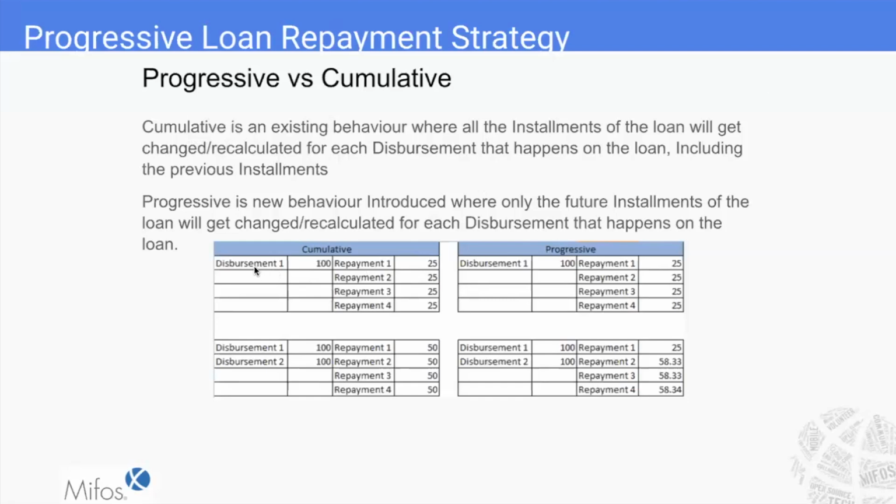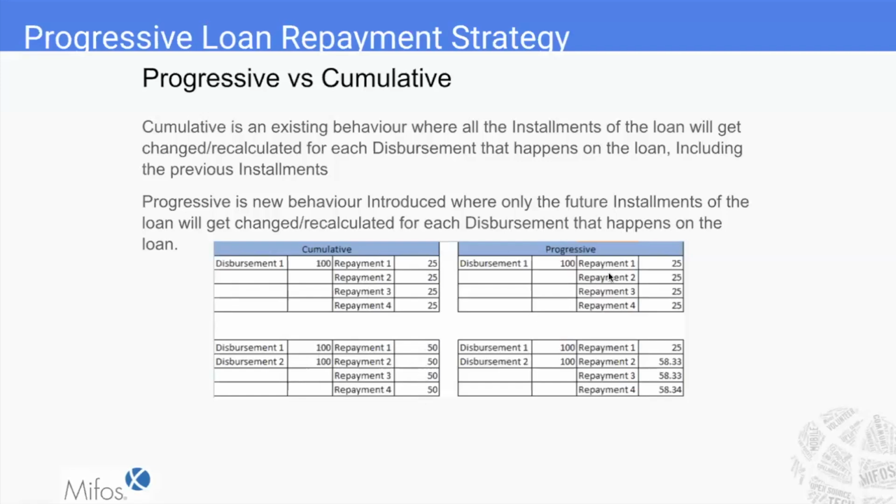For example, when a first disbursement was made of $100, let's say the number of installments was four. So the four installments had an equal EMI of 25, 25, 25. Let's say a second disbursement came in after repayment one. Still, the system used to cumulate these two as 200 and equally distribute the amount as 50, 50, 50, 50. So even repayment one was 50, repayment two was 50, three was 50, and four was 50.